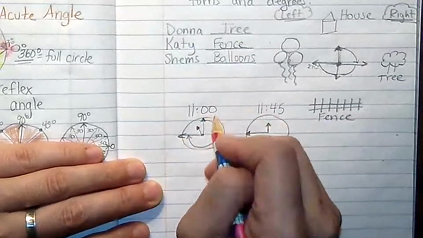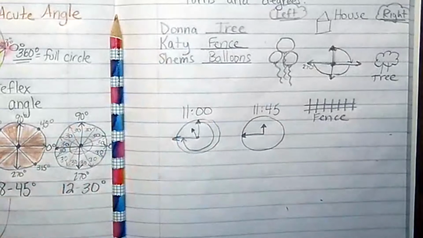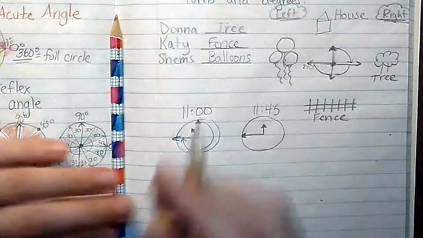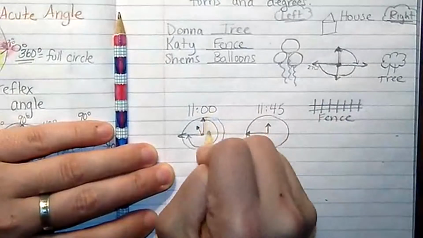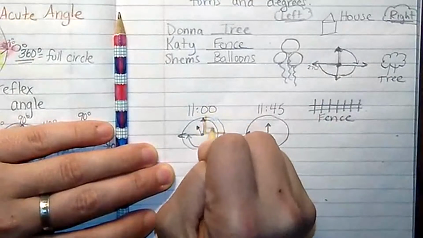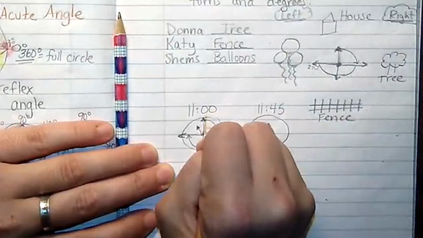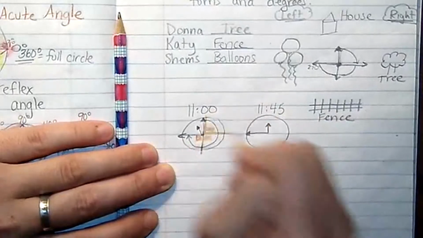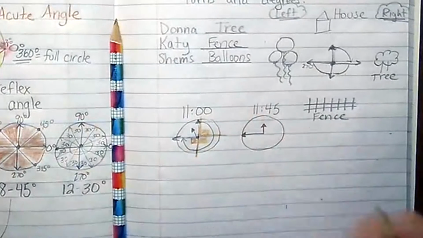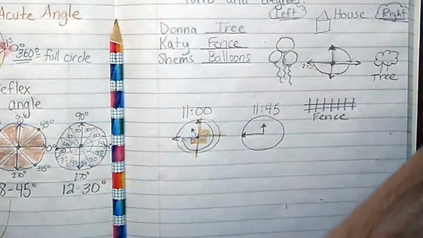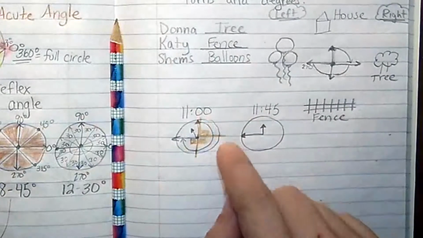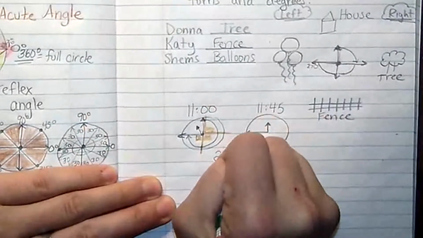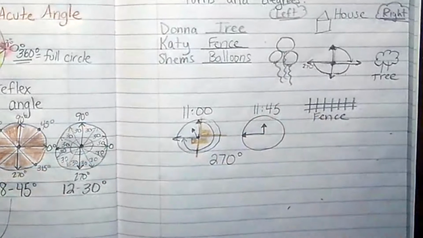So how many degrees? Let's count the quarters. I could get a colored pencil, and I'm going to color in. This was 90 degrees. This was 90 degrees. And this is 90 degrees. So that's 3/4 of an hour. 45 minutes is 3/4 of an hour. How many degrees is that? 90, 180, 270. So 270 degrees changed.